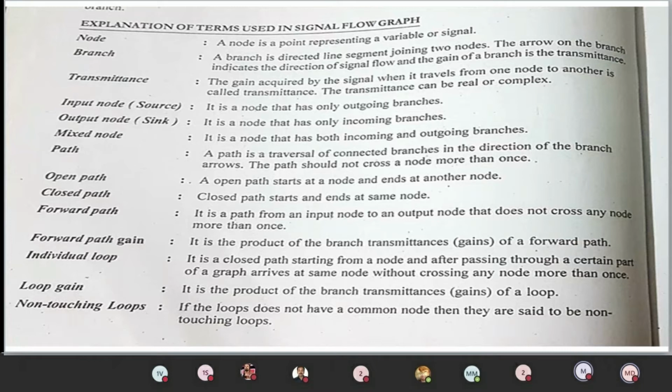Individual loop: it starts at one node, goes along the path and ends at the same node. Non-touching loops: if two loops do not have a common node, we call these two loops non-touching loops.